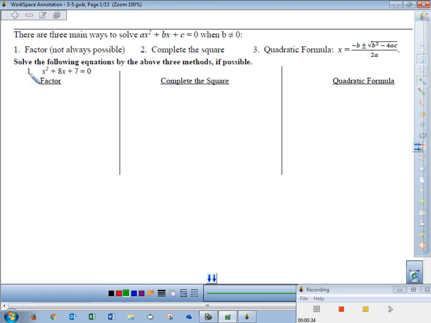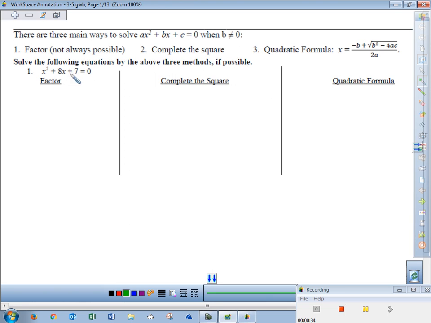So here on number 1, they say solve the following equations by the three methods, if even possible. They want us to take this equation and factor it, complete the square on it, and do the quadratic formula on it, and just see which one was the easiest of the three to do. So let's try to factor. Again, this guy might not even be factorable in the first place.